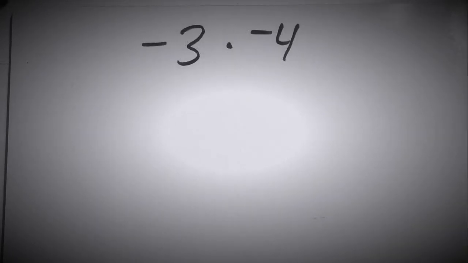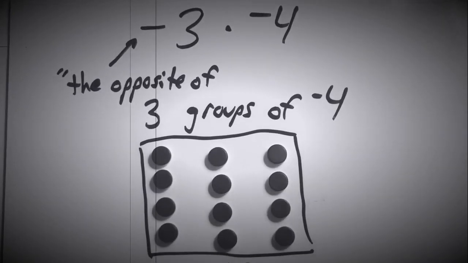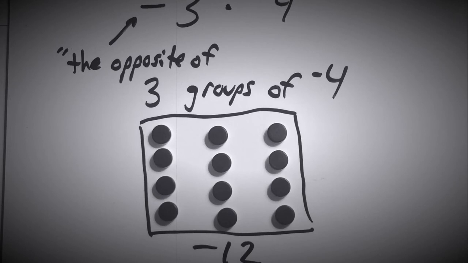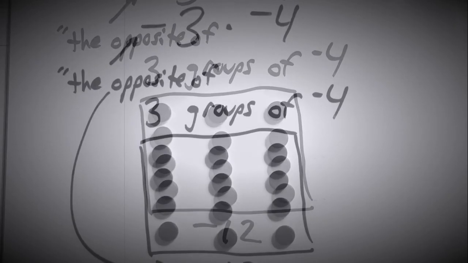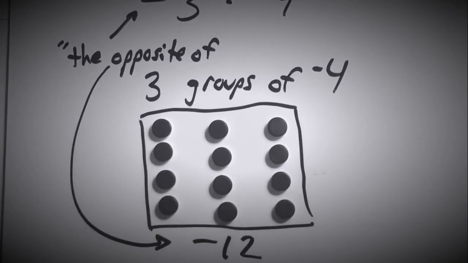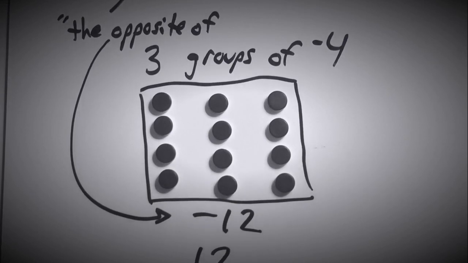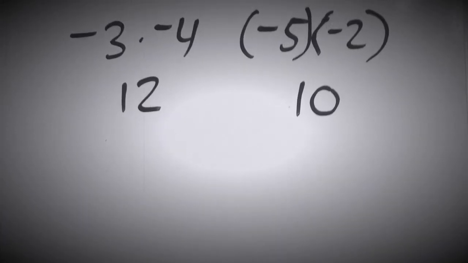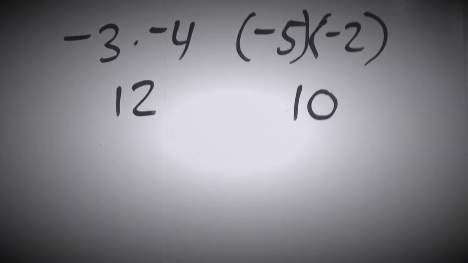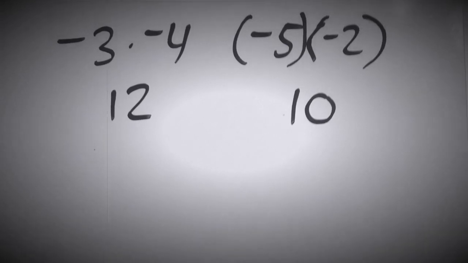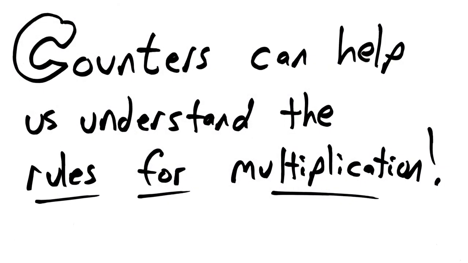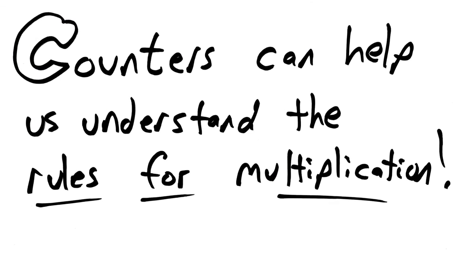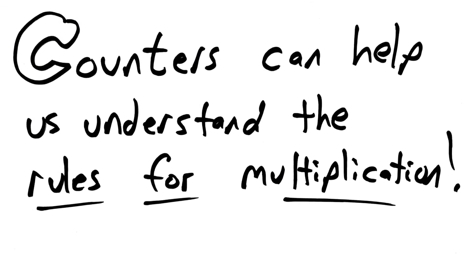So in similar fashion, negative 3 times negative 4 can be looked at as the opposite of 3 groups of negative 4, which would become negative 12, and the opposite of that is a positive 12. So negative 3 times negative 4 is positive 12, just like negative 5 times negative 2 is a positive 10. So there you have it. Counters can help us understand the rules for multiplication.